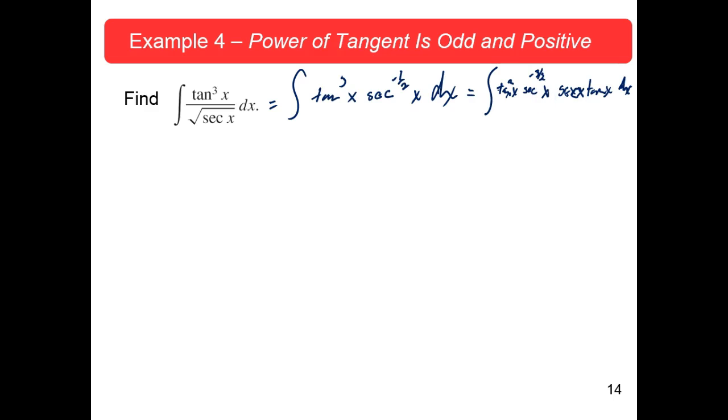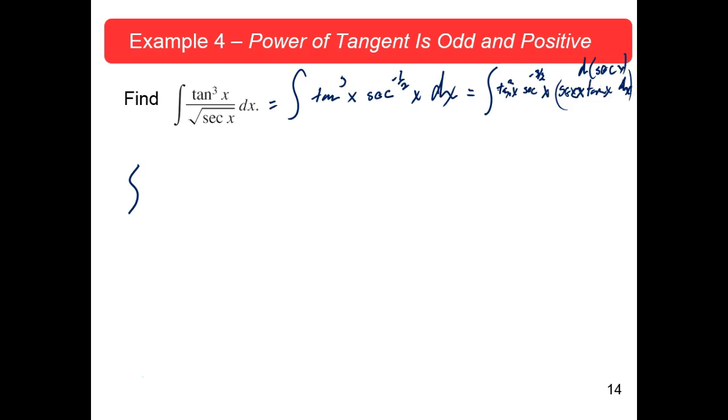Now, if you don't believe me there, go back and multiply through. Tangent squared times tangent is tangent cubed. That works. Secant to the minus 3/2 times secant, which is to the plus 2/2, would be secant to the minus 1/2, so that does work. So that is the correct, you might say, division, or you could call it factorization. Secant x tangent x dx, remember, is the derivative of secant x. You need to keep that in mind.